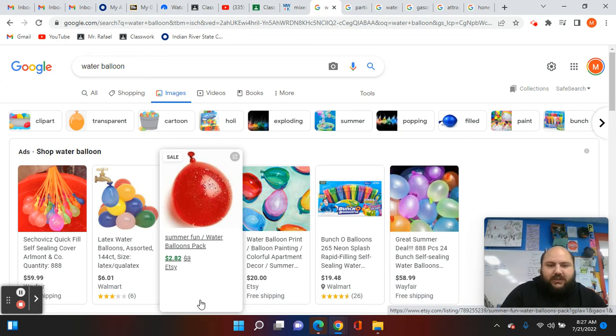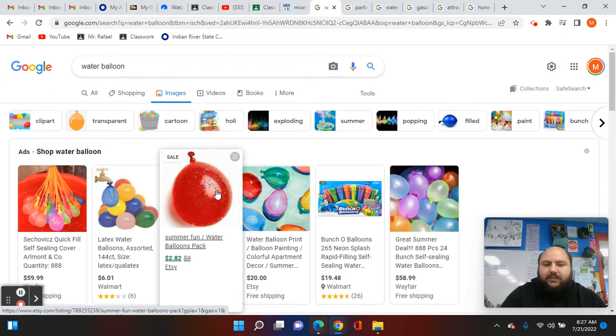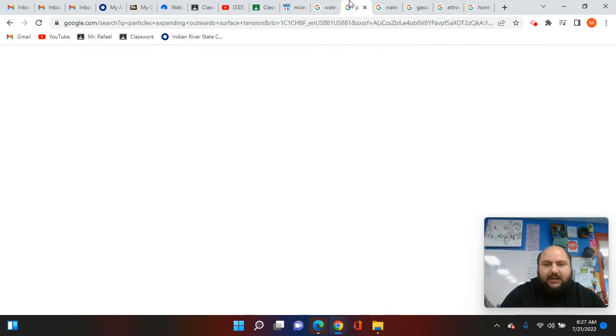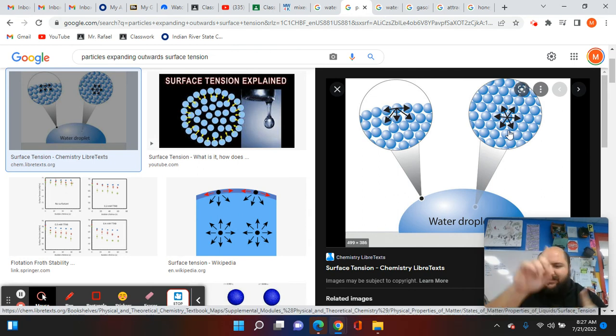So surface tension is explained by kind of a water balloon, if you picture a water balloon. Surface tension is a characteristic. Particles or molecules that have high surface tension are going to go outwards, just going to travel outwards. So think of it as water going outwards. It's the tendency of water to form a drop.